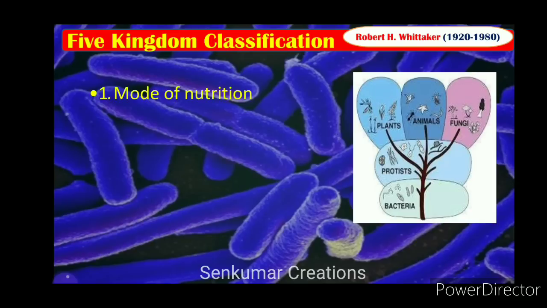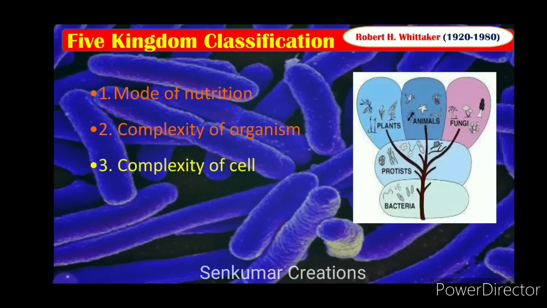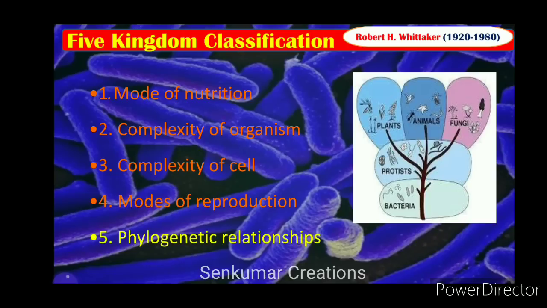This classification is mainly made on the basis of the mode of nutrition of an organism, the complexity of organisms, meaning the body of an organism, then the complexity of the cell, and then modes of reproduction of organisms. The five kingdom classification is mainly based on mode of nutrition, complexity of organism, complexity of cell, and modes of reproduction. And the last one, phylogenetic relationship. I have already told you about phylogenetic relationship. It means the evolutionary relationship of organisms.